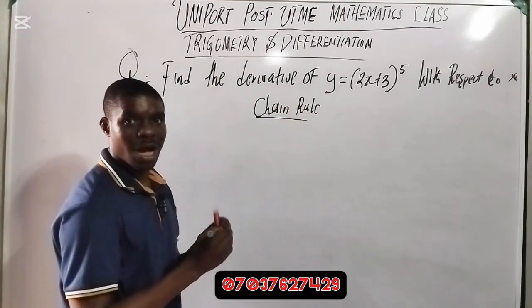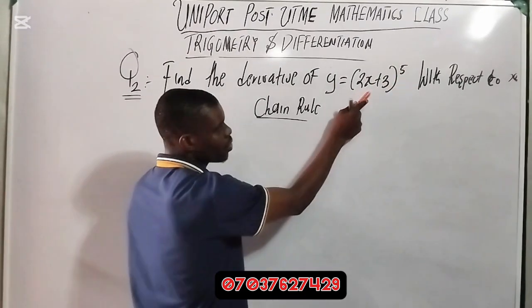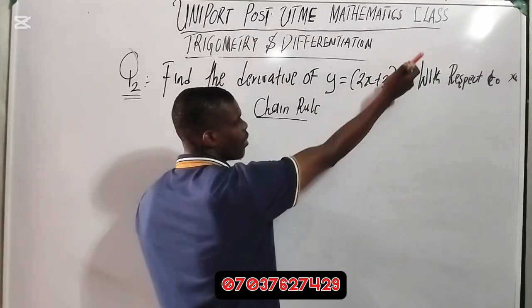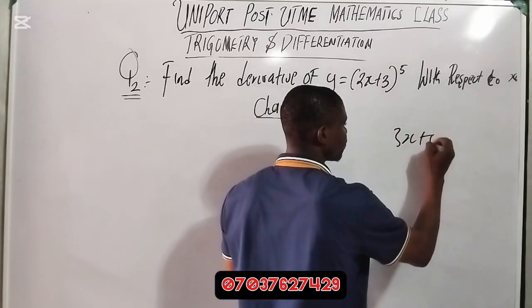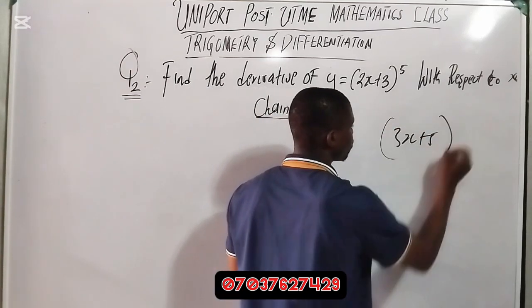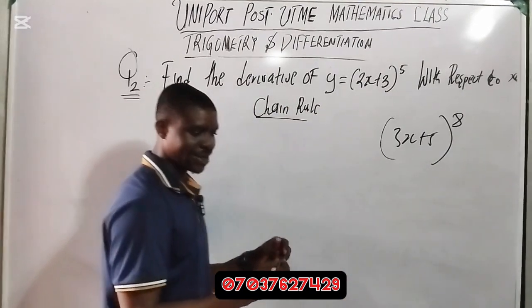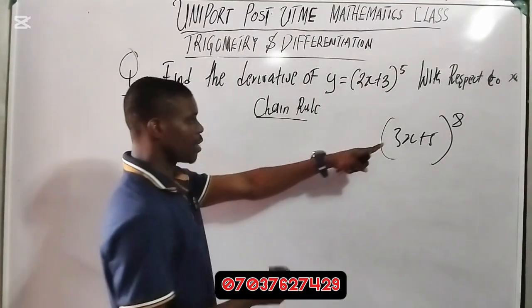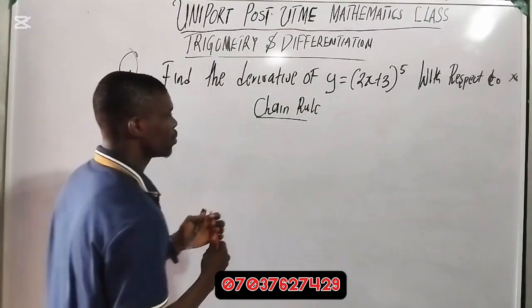Idea. How do you know how to use chain rule? That is, you have a function that is raised to a power, like 2x plus 3 raised to 5, right? If you have something like this again, 3x plus 5 all raised to power 8, you can use chain rule to get the differentiation, or to get the derivatives, right?